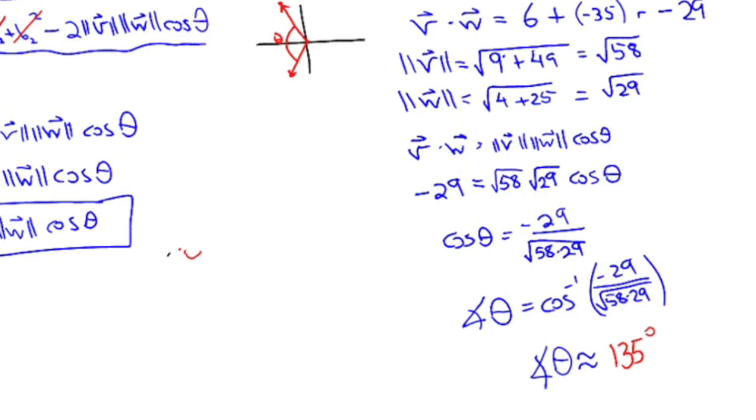So that makes me wonder. 58 is 2 times 29, right? So you could pull out a 29. The 29s would cancel. You get negative 1 over the square root of 2, which is the same thing as negative square root of 2 over 2. The reference angle here is 45. Oh my gosh. Isn't that awesome?